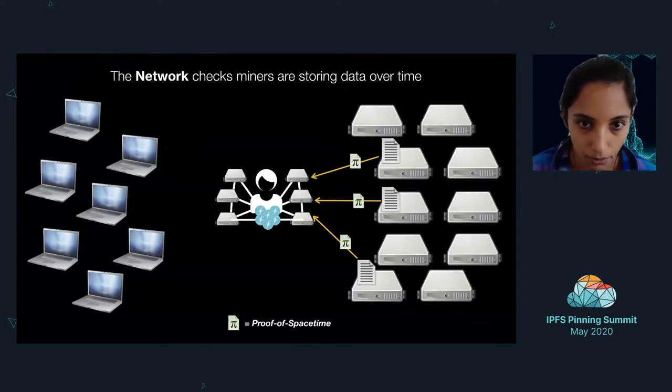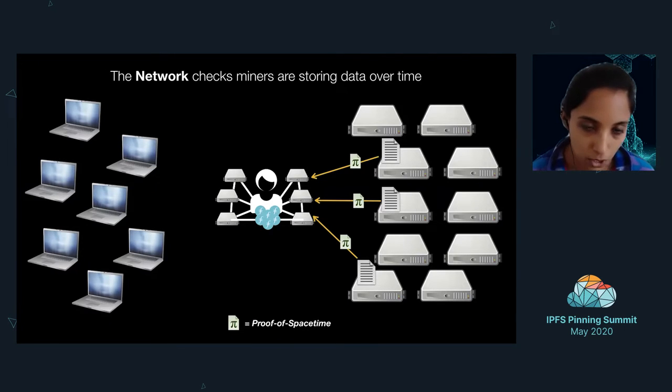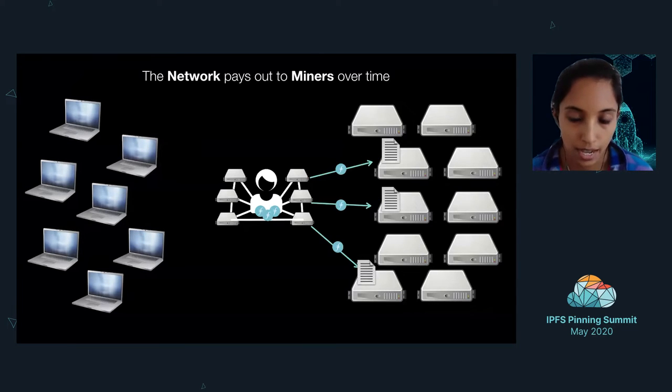The Filecoin protocol repeatedly asks miners to generate proofs, which we call proofs of spacetime, to verify that the miners are continuing to store the data correctly over time. And then after miners submit these proofs and they're verified to be correct, the network contracts will pay the miners the correct amount of Filecoin tokens. And this is a repeated process throughout the lifetime of a storage contract that exists on the Filecoin network.